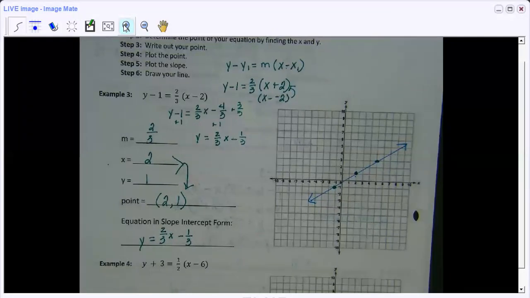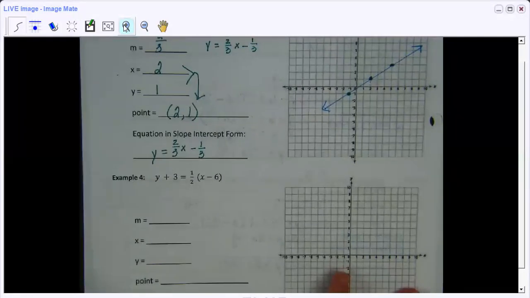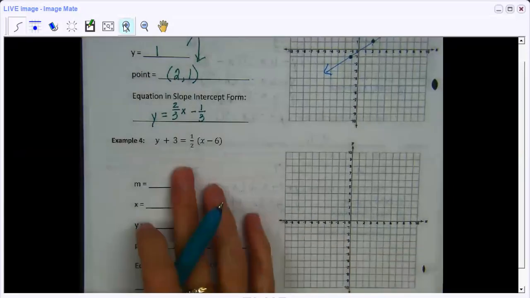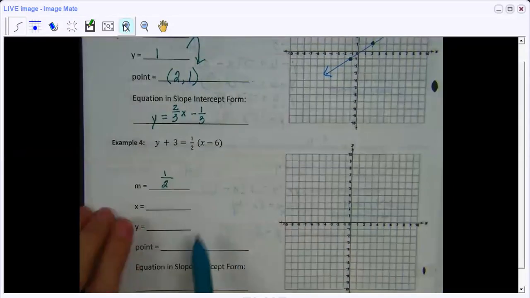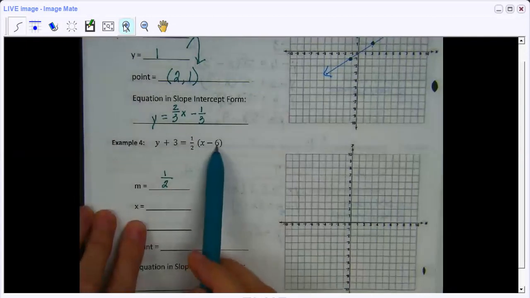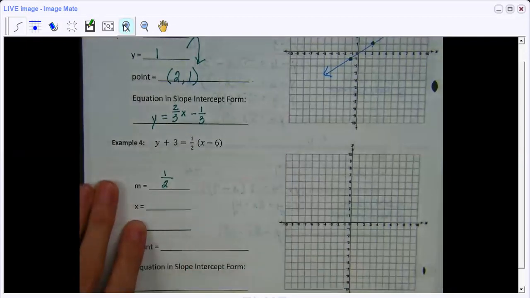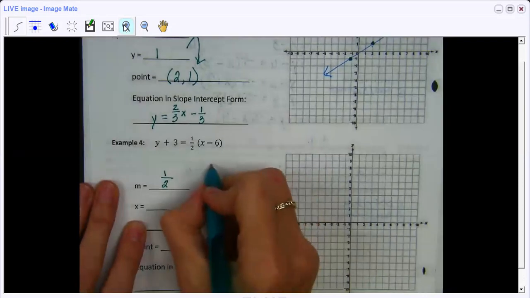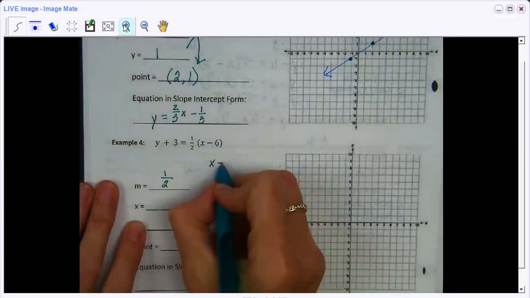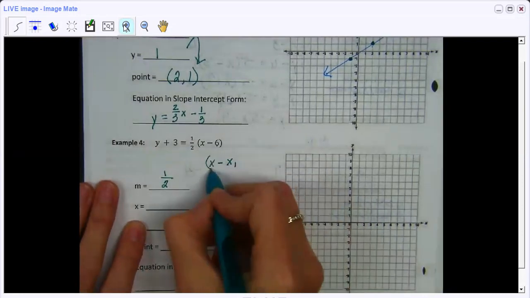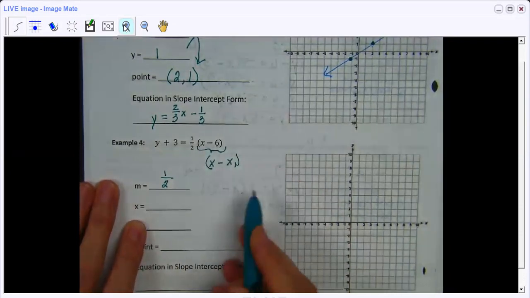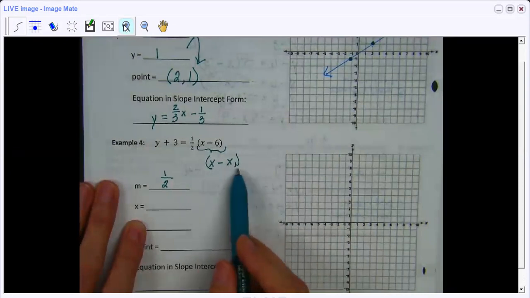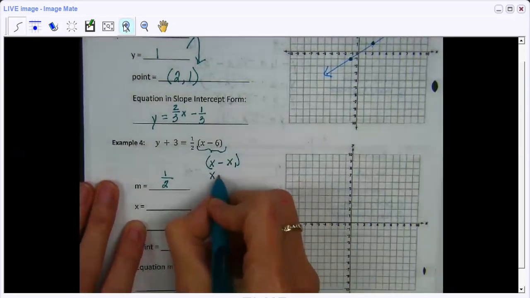Let's go down to example 4. We have our slope, it's 1/2. And we have our x. Our x is 6. Now, I want to try to explain this. So if we have x minus x1, right? That's what this was right here. And I said that x is 6, then I would say, okay, then it's x minus 6, right?